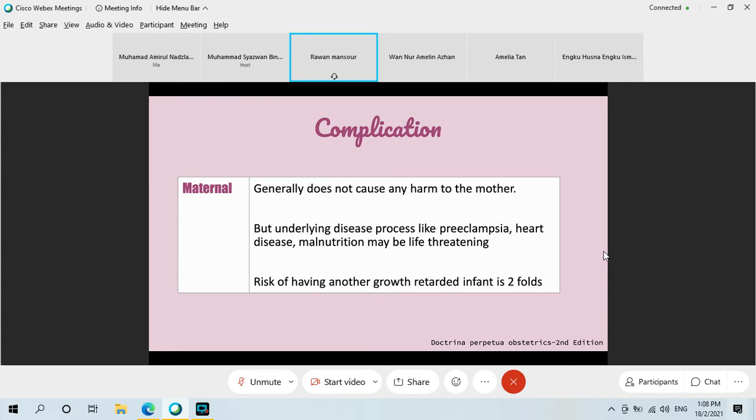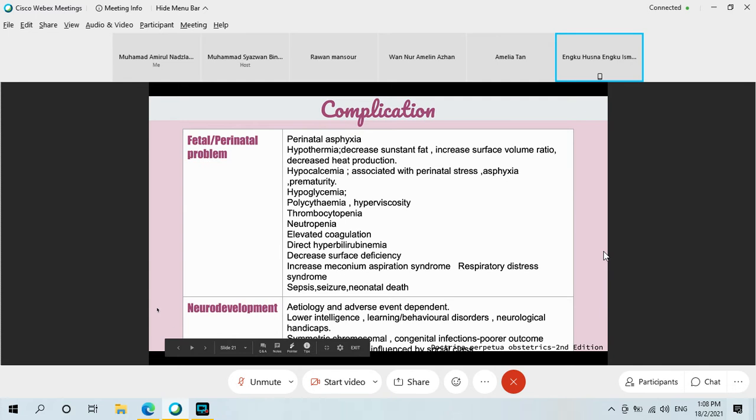Could you turn one slide back? I would like to ask regarding the neurodevelopment, because you're saying that lower intelligence, learning behavior disorder, and neurological handicaps. Why? Could you explain?